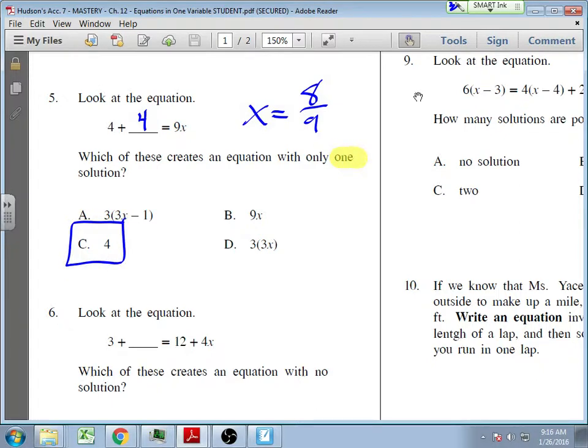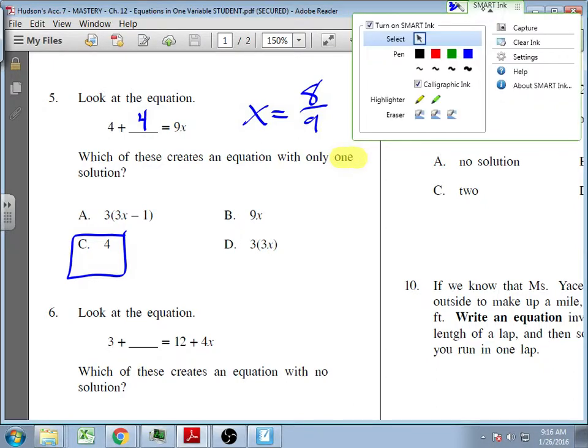Your answer is C. Notice also, this is one of the skills for when you have multiple choice tests. A has 9x. B is 9x. D turns into 9x. The only different one is C. So that would have been a good indicator of, oh, maybe I should try C. It's the only one different.